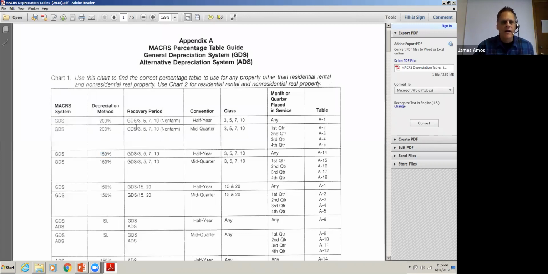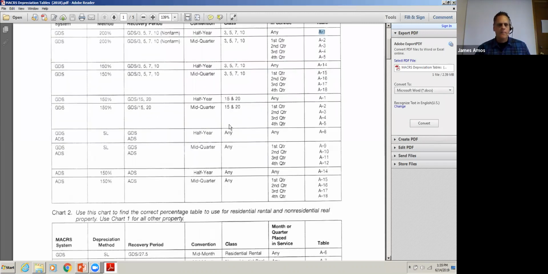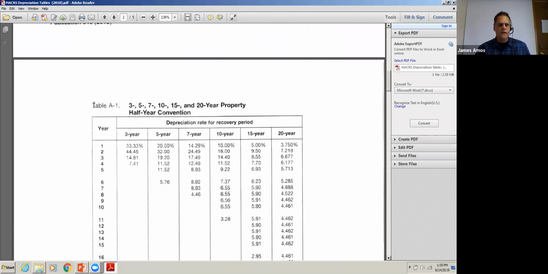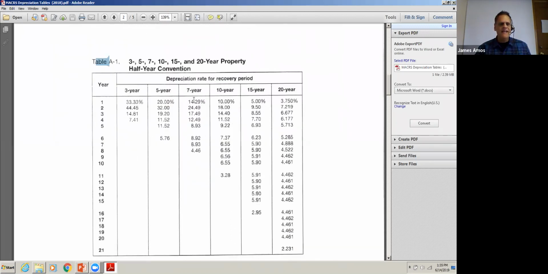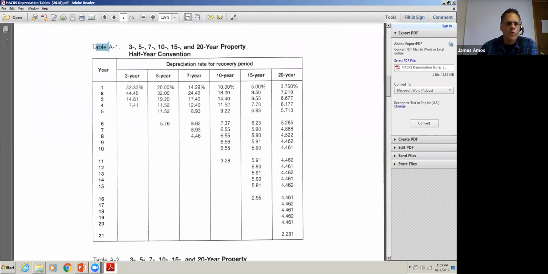So let's say we're in this very first line and it tells us to go to table A-1. Well, go down to table A-1. There it is. And then we have year 1, 2, 3, 4, 5, all the way through year 21. Keep in mind, this table is for 3-year, 5-year, 7-year, 10-year, 15-year, or 20-year property. That's why it goes through 21, because you only get part of it in the first year and part of it in the last year. That's why it's always going to go 1 year longer than the actual depreciation.